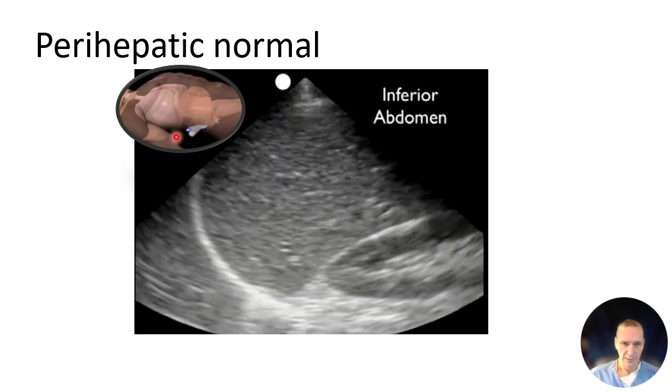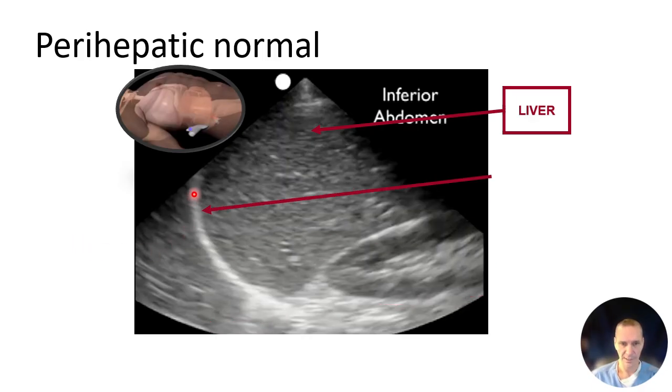Again, the patient's head is here, the patient's feet are here, and the probe is pointing this way. Notice that we're aiming towards the spine here. The liver is there. The diaphragm is here.